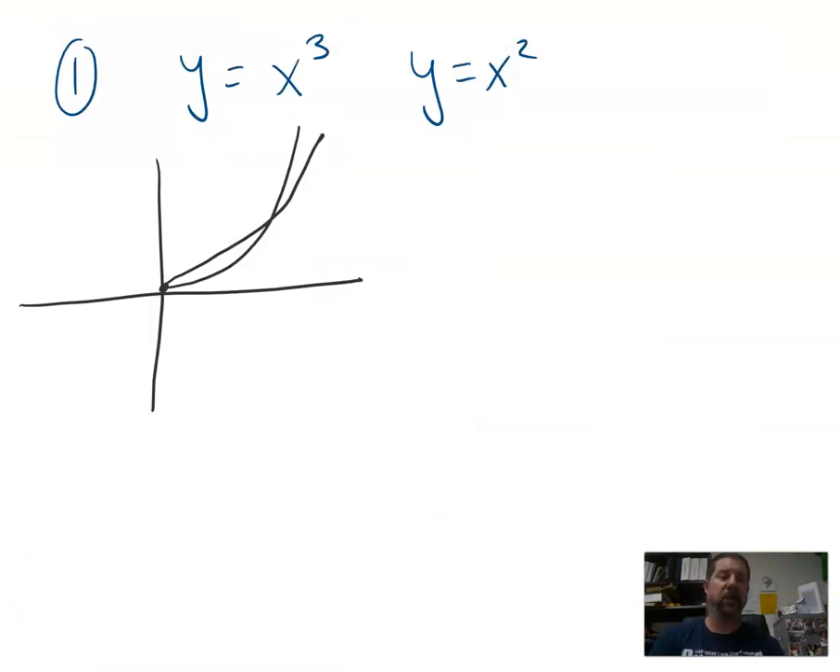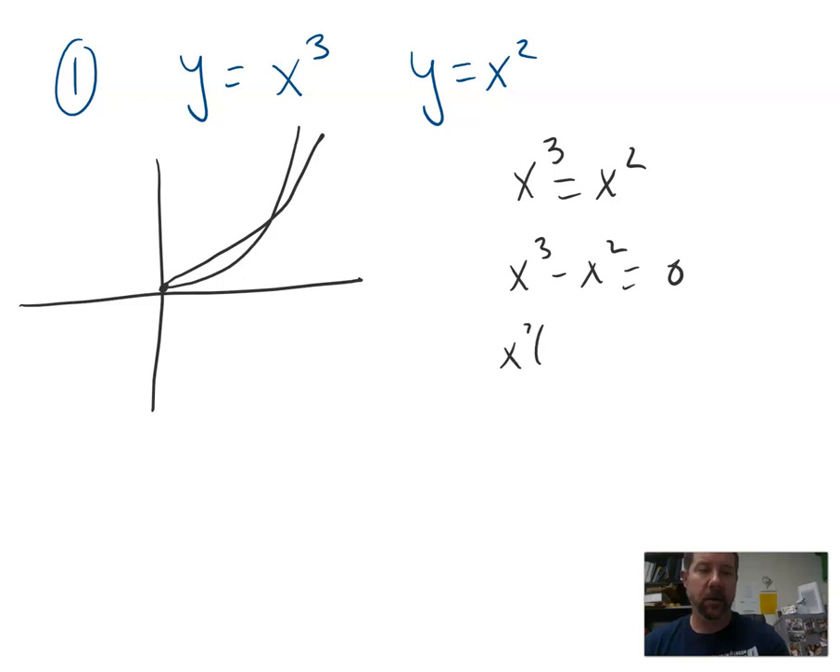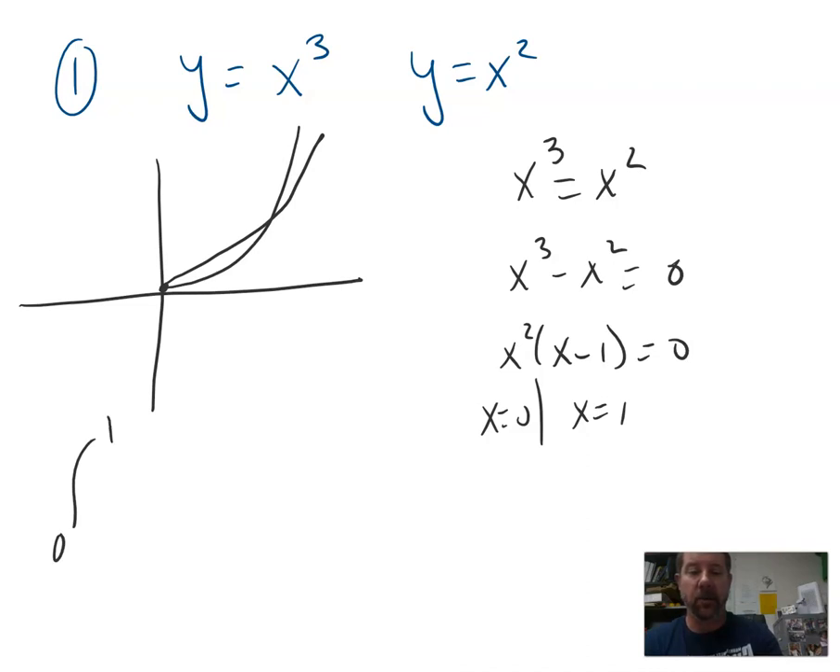Okay, so things that we need to do here. First, we need to figure out where these are going to intersect so that we know the limits of our integral. So we're going to set these two functions equal to each other. x cubed equals x squared. Set it equal to 0. And we can see that this is going to intersect at x equals 0 and x equals 1. Alright, so now we know our limits. I'm going to go from 0 to 1.